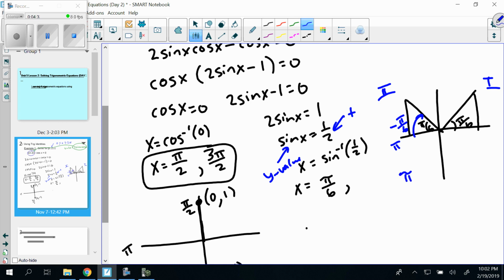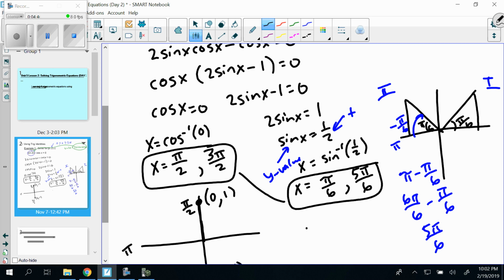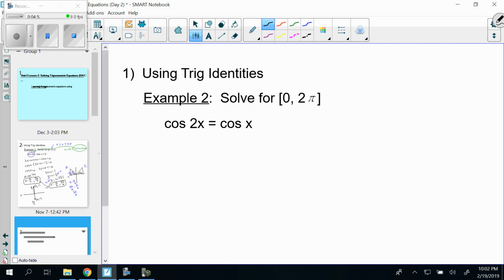So pi minus pi over 6. That's 6 pi over 6 minus pi over 6. And you get 5 pi over 6 would be the second one. So that's the other angle we get here. So these two are answers, and these are answers. All four of those would be solutions here. Okay. All right. Next example.